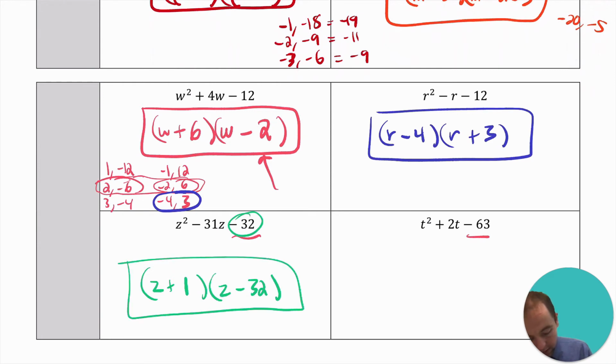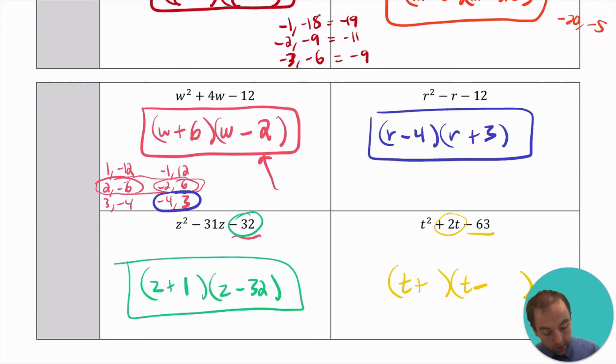So that's going to give you that factored there. And then finally for the last one right there, you're going to have t and t. You're definitely going to have a positive and a negative to multiply to equal a negative 63, but then you also need to make sure that you combine to equal a positive 2.